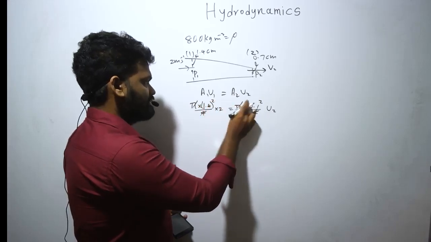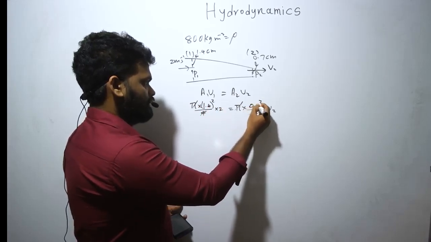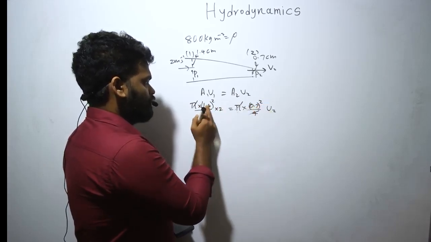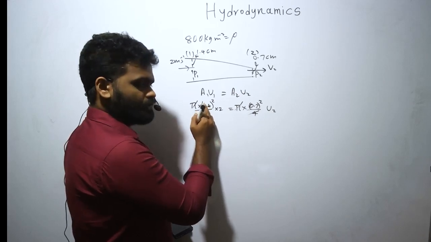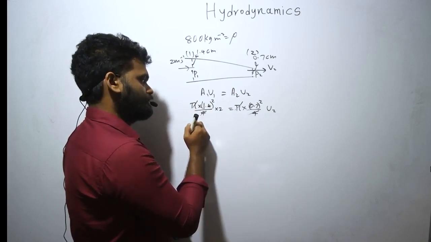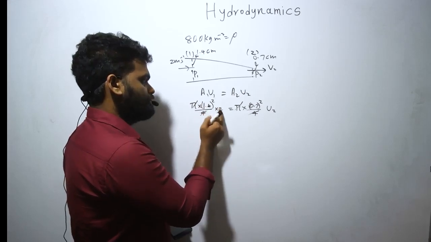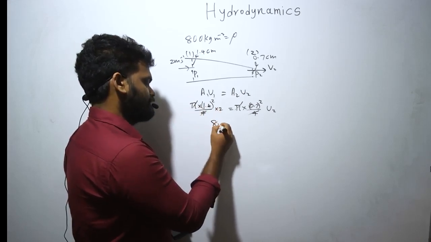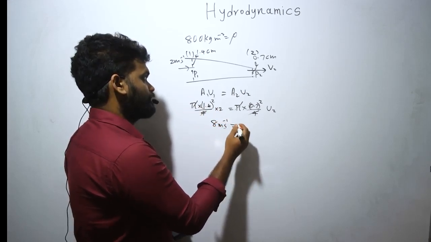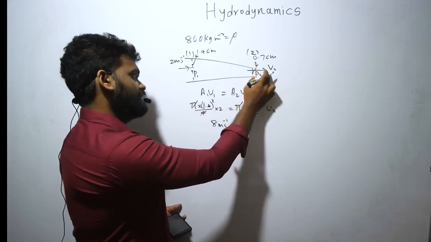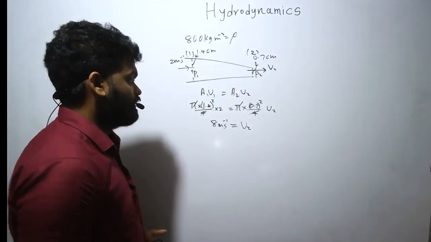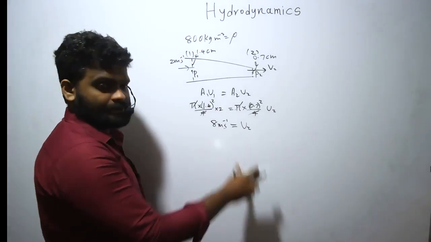So you can consider this to be like 1.4 divided by 0.7. You get 2, right? 2 squared is 4. 4 times 2 is 8. So I get the answer in meters per second, right? Here meters per second, here meters per second. Right, so we found the velocity.